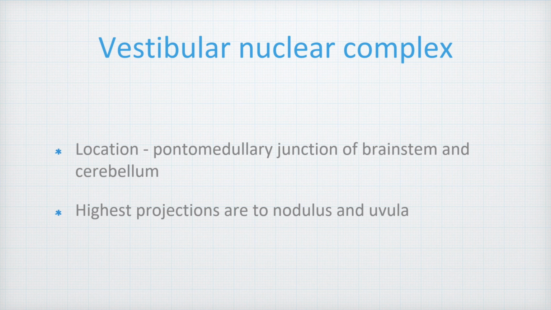So the first term we need to understand is what is the vestibular nuclear complex. This is something which is located at the pontomedullary junction of brainstem and cerebellum. That's the location of it. And this vestibular nuclear complex receives inputs from the peripheral vestibular system, and the maximum projections go to the nodulus and uvula. Nodulus and uvula are parts of the vestibular cerebellum. They receive the most number of projections.